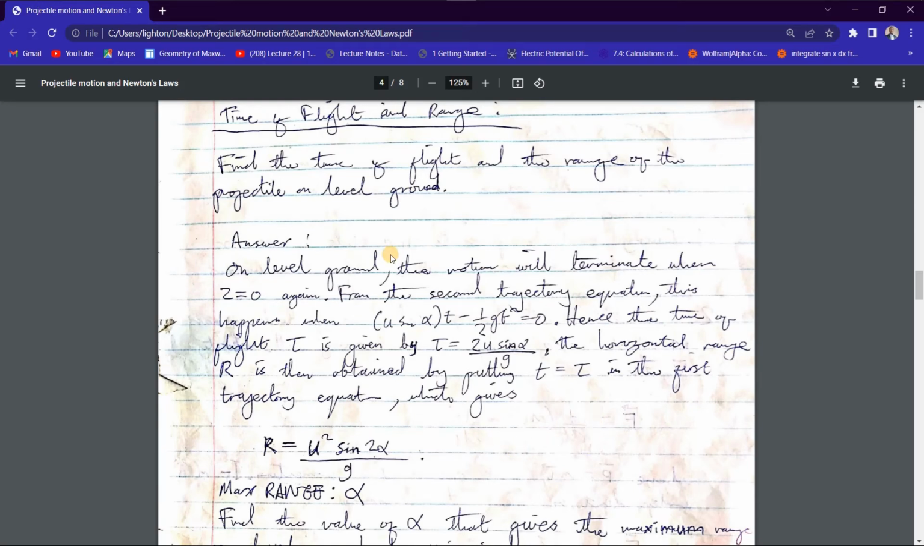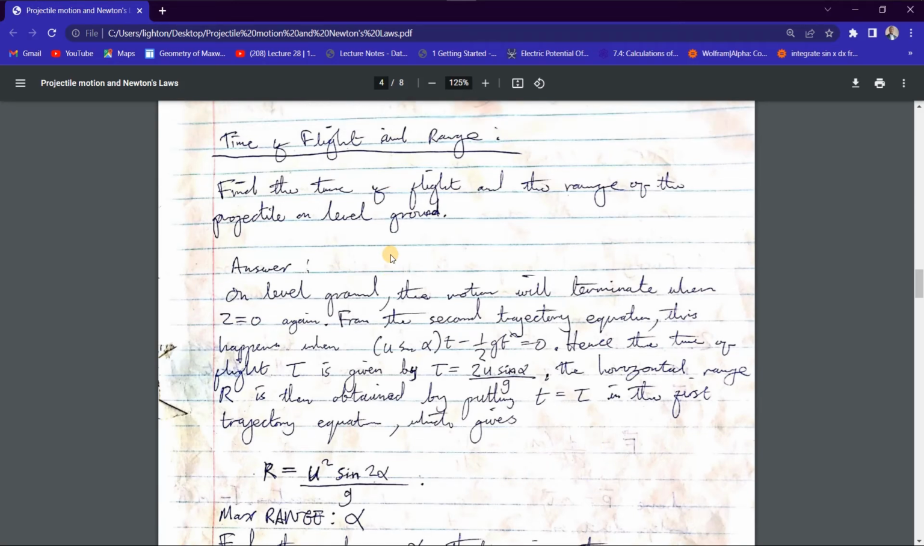And looking at time of flight and range, of course, just like something you did in first year, I'll just go through it quickly. So finding the time of flight and the range of the projectile on level ground.